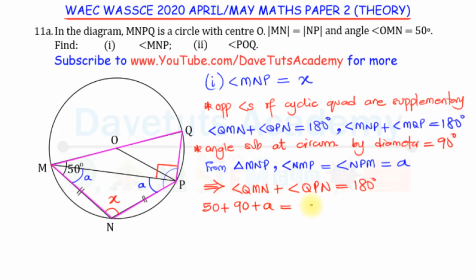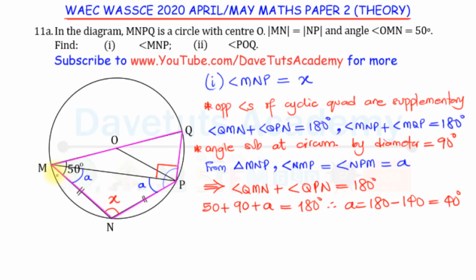So the sum of the three is 180 degrees, such that A will be 180 minus 50 plus 90, which is 140. So A is nothing but 40 degrees. Good and interesting. So I have my A to be 40 degrees.